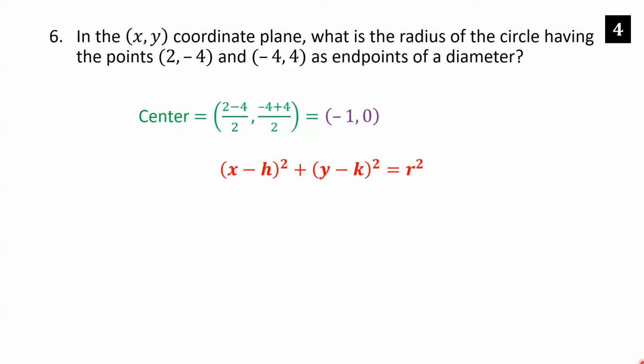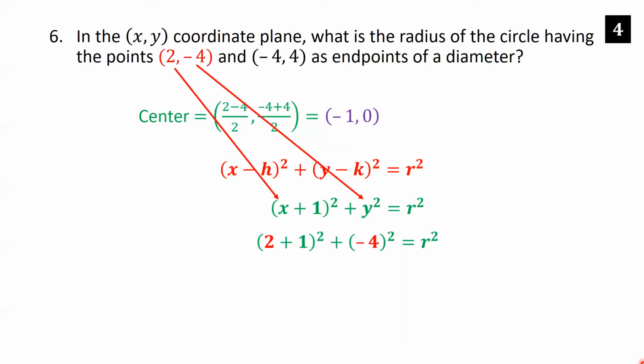Okay? So once we have the center, we can now, once again, using the standard form for the equation of a circle, replace h and k by -1 and 0. And once again, be careful. X minus -1 is the same as x plus 1. And when you plug in the 0, you don't actually have to write the 0 if you don't want to.